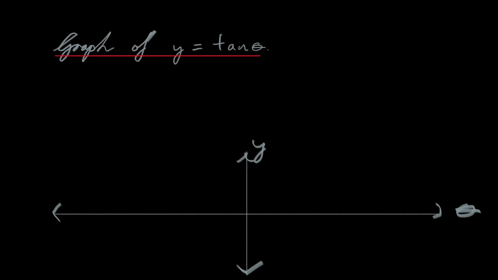You can just Google search what this graph looks like, but what's more important is that you understand why the graph looks the way it does. If you can understand that, it's going to be easier to understand why the graphs of other trigonometric functions look the way they do.